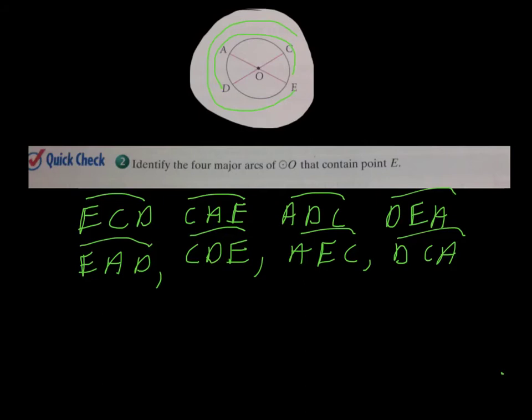Next one, starts at A, going to go through D and E, end at C. And the last one will start at D, go through E, C, and end at A. All right, there's your 4 major arcs for this circle O that go through E, that contain E.